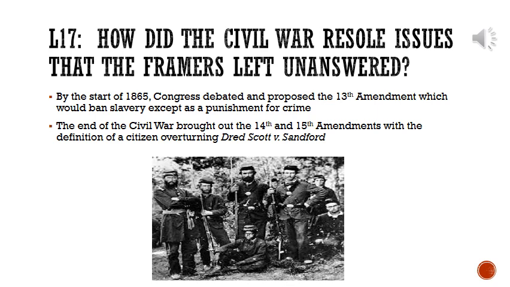The end of the Civil War is going to bring out the 14th and 15th Amendments with the definition of what a citizen is, and that's going to overturn Dred Scott versus Sanford. And what the 15th Amendment is going to do is guarantee voting rights regardless of color, regardless of race. So what that means is that African American men who were once slaves now have the right to vote.